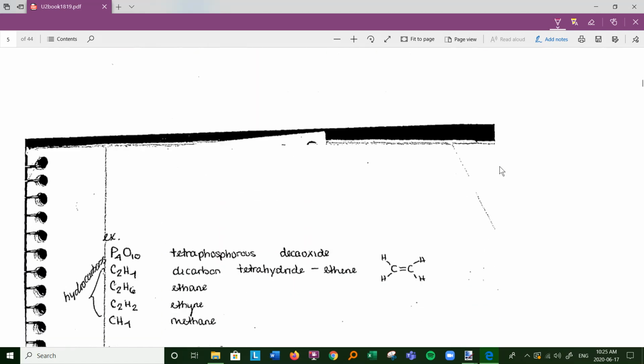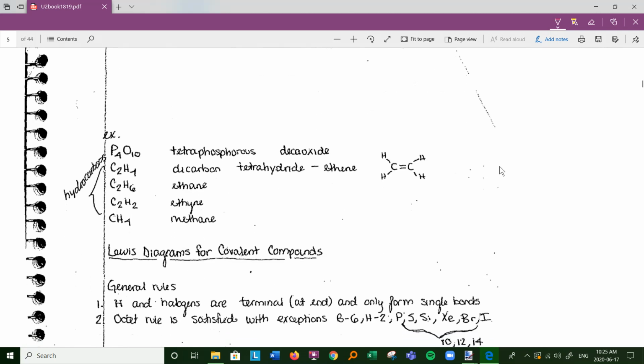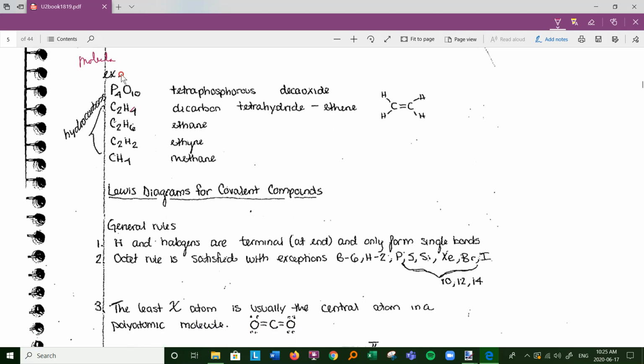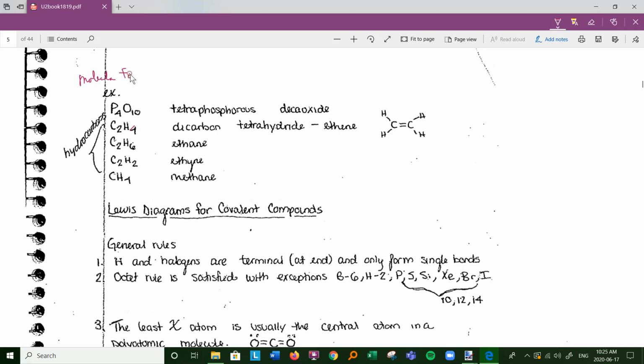That's page 4 in your booklet. Here are just some examples of naming. P4O10, tetraphosphorus decaoxide. C2H4, that's a 4, dicarbon tetrahydride. Notice these are not empirical formulas. These are molecular formulas. I'm not going to reduce them down for covalent like I did for ionic. There is a reason to do empirical for covalent, but that's for another day and another story. We're going to focus on molecular formulas.